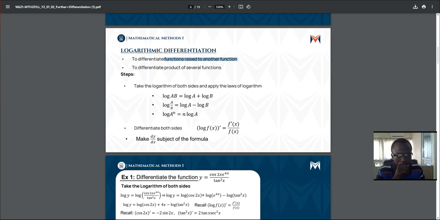the derivative of that function is equal to the derivative of the function itself divided by the function itself. Find the derivative of f of x, divided by the function itself.